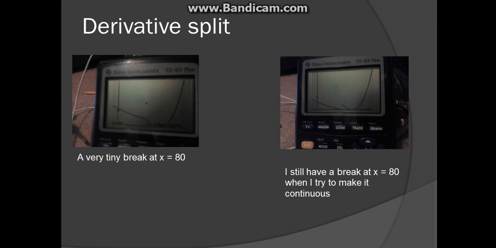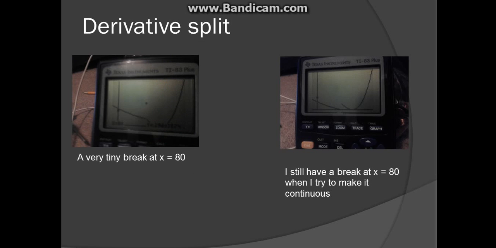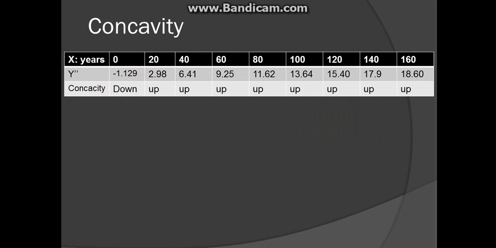For my derivative split, you can see that there's a tiny break at x equals 80. I also calculated the difference for that. Ended up with something like this where the gap got bigger. Couldn't really figure out how to make it continuous. Just stayed like that the entire time. For my concavity, as you can see, values after 0 were pretty much up, up, up, up. Means that it was concave up and it was just infinitely increasing. Values below 0 were pretty much down continuously, so it means it was concave down.